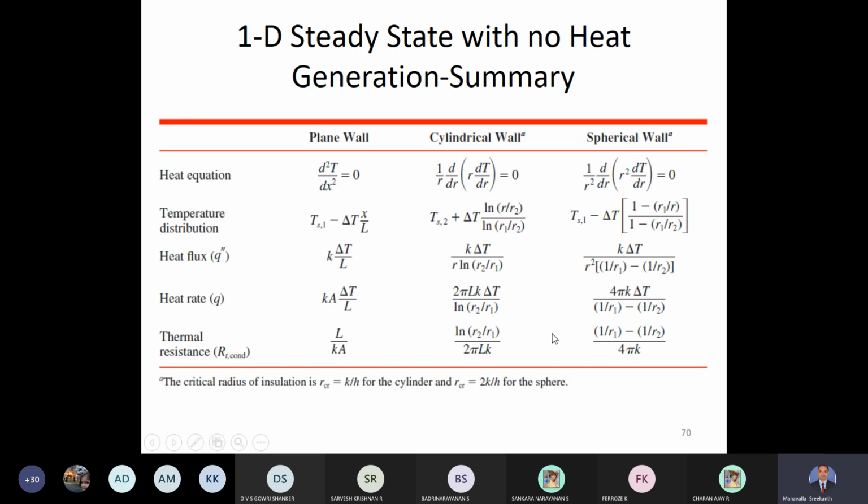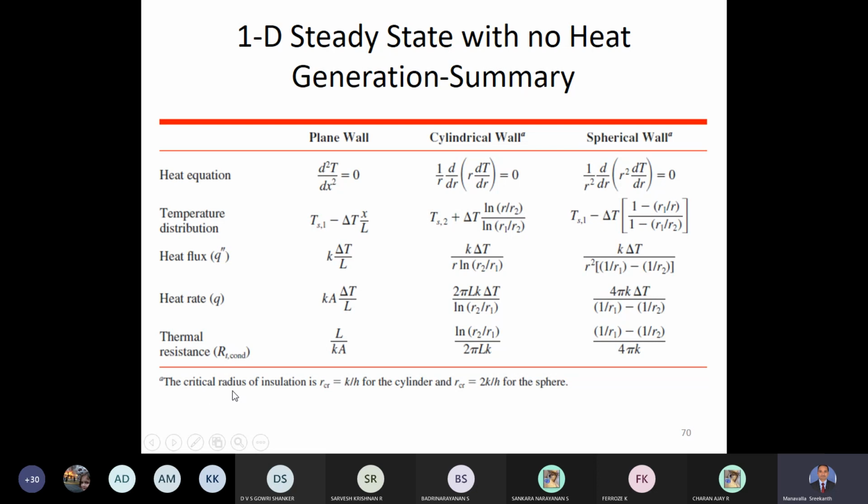Convection resistance, we know 1 by hA is the convection resistance, but in this particular situation, convection is not coming. So this is the summary of some of the equations under very special conditions. These are not general, but applicable only for these conditions.